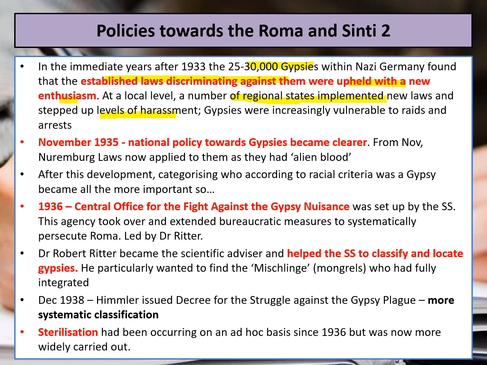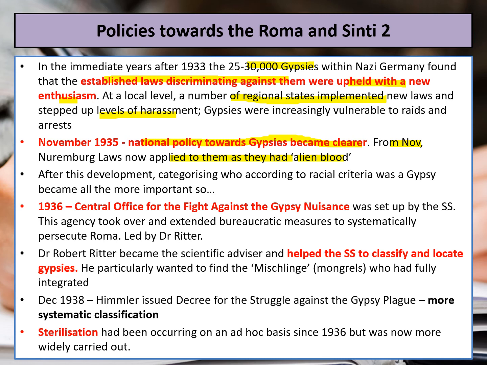Now, by November 1935, the national Nazi policy towards the Roma and Sinti became much clearer. In September 1935, after a Nuremberg rally, Hitler had announced the Nuremberg laws. And from November, they decided to apply these to gypsies as well, as they defined them as having alien blood. And remember that one of the Nuremberg laws is aimed at trying to maintain the pure German blood, and therefore the Roma and Sinti are a threat to this.